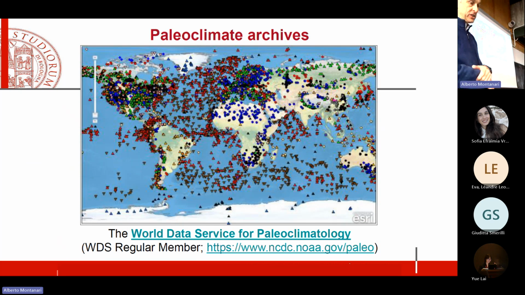And here is another picture showing the distribution of sites included in one paleoclimate archive. This paleoclimate archive that is mentioned here is the World Data Service for Paleoclimatology by the NOAA of the United States, the National Oceanic and Atmospheric Administration.